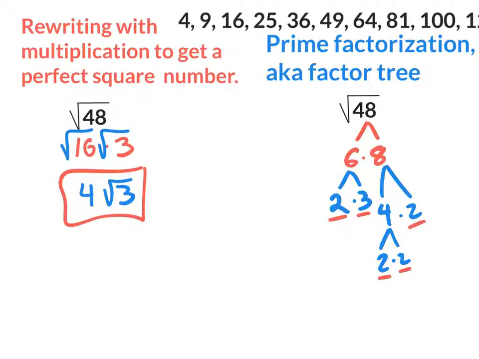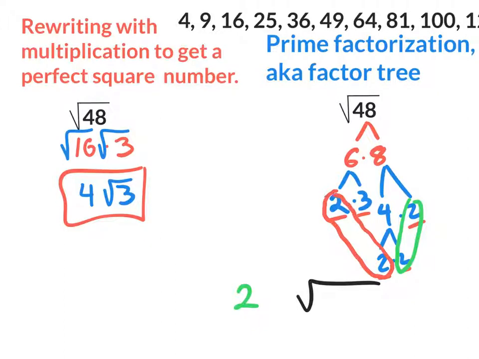And now let's start pairing up. So I have these two that pair up. That's going to be 1, 2 on the outside. Here's my radical. And then I have another pair of 2s right here. So that's another 2 on the outside. And what do I have left over? I have left over this 3 right here. So the 3 is on the inside. So my final answer is 2 times 2, that's 4 on the outside, square root of 3. 4 square root of 3.